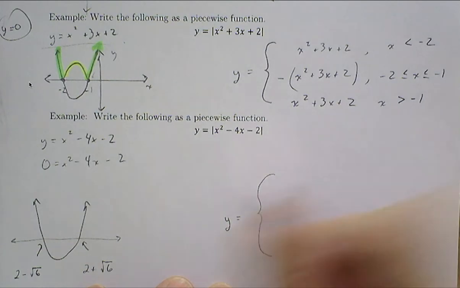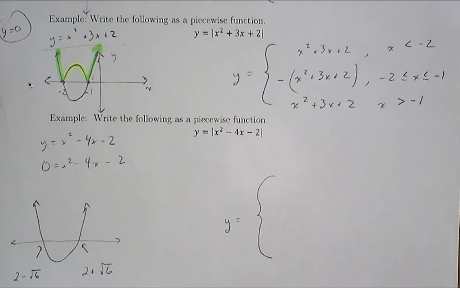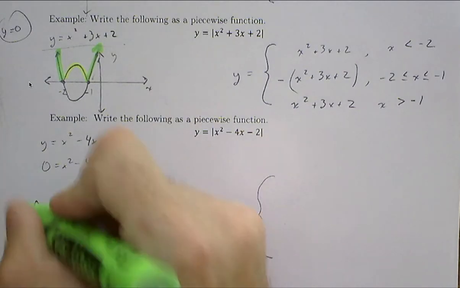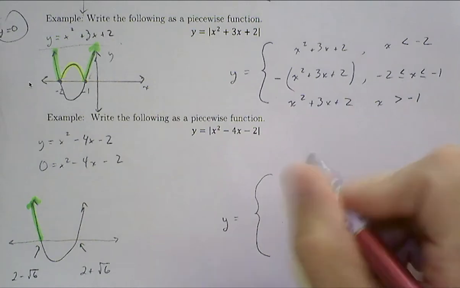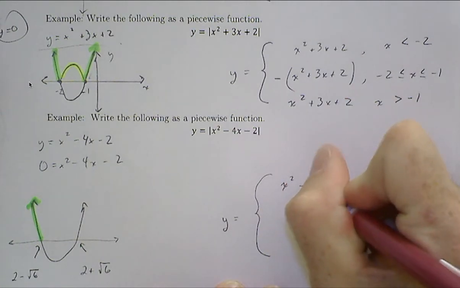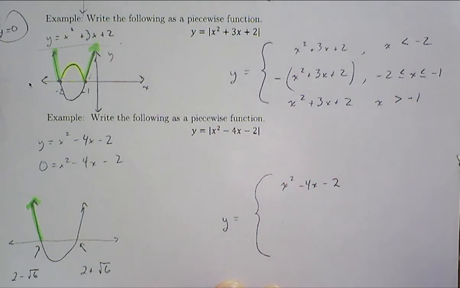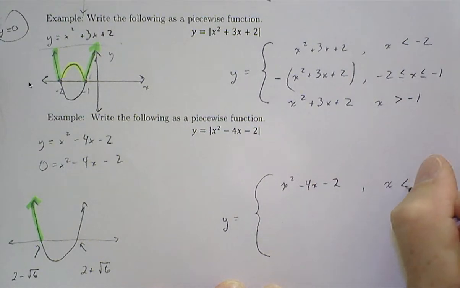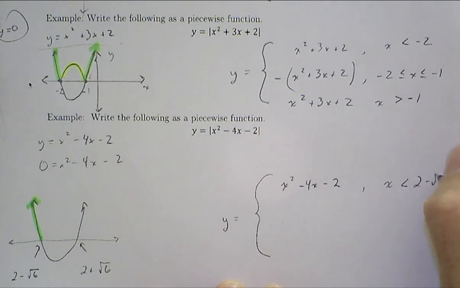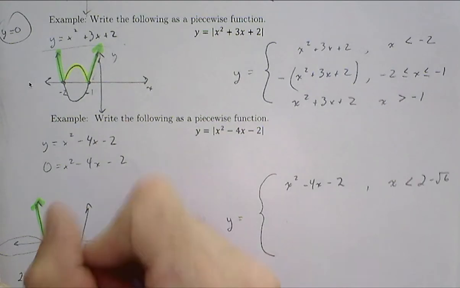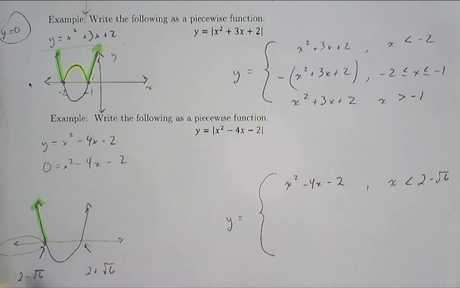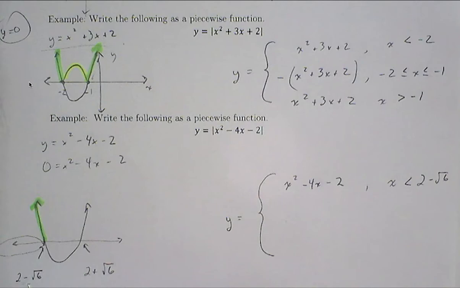I notice that my function, I'm going to call it my leftmost arm, my leftmost arm here is positive. So the function still stays as x squared minus 4x minus 2, for what x values? For all x's less than 2 minus root 6. For all of these x's, right? And this is the x value that is exactly 2 minus root 6.